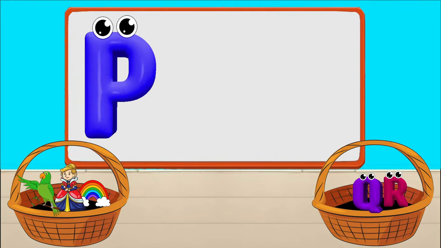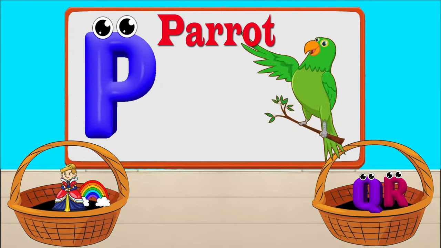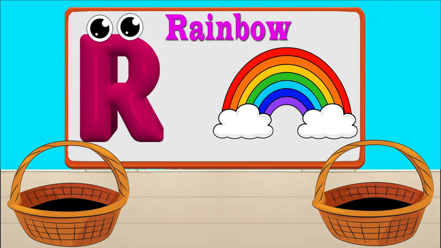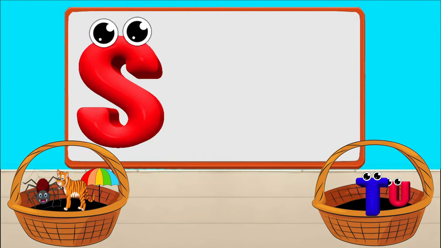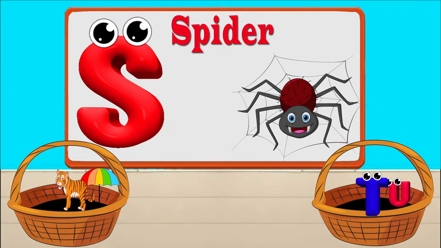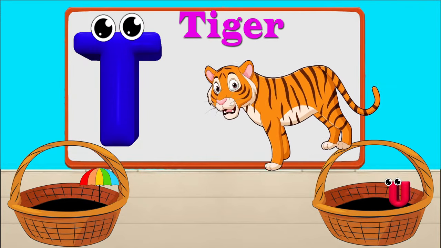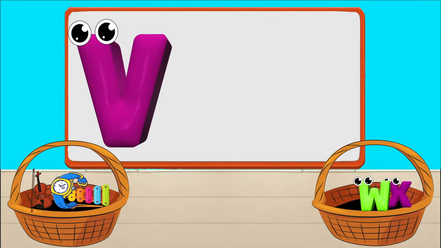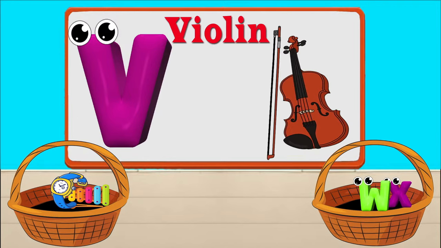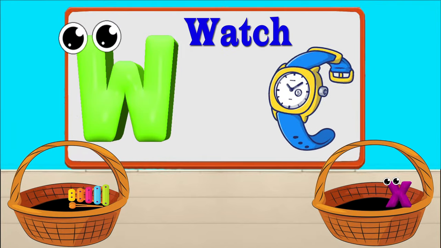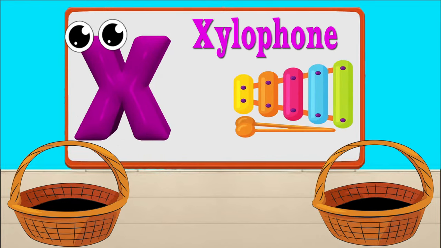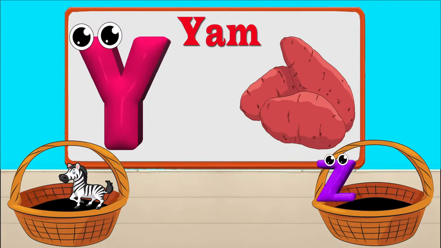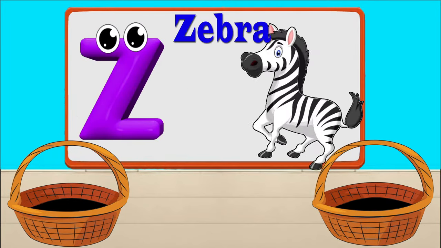P is for parrot. Q is for queen. R is for rainbow. S is for spider. T is for tiger. U is for umbrella. V is for violin. W is for watch. X is for xylophone. Z is for zebra.